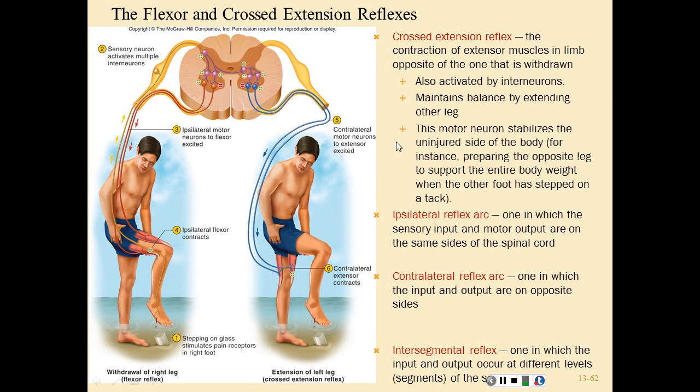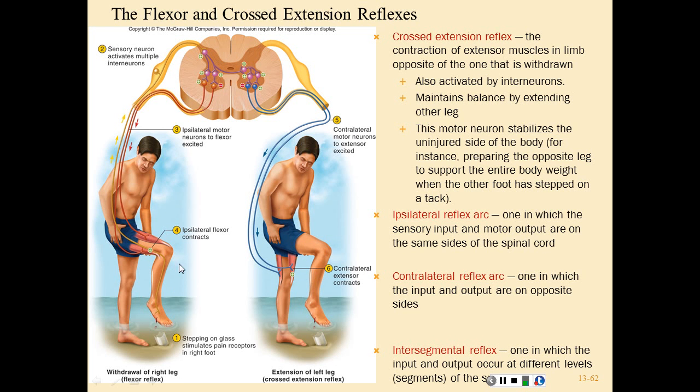So here's your cross-extensor reflex. That's a contraction of the extensor muscles in a limb opposite of the one that is withdrawn. It also is activated by the interneurons. It maintains balance by extending the other leg. So to make sure that you do not fall over, these contralateral motor neurons have to activate these muscles here to make sure that you don't fall over.